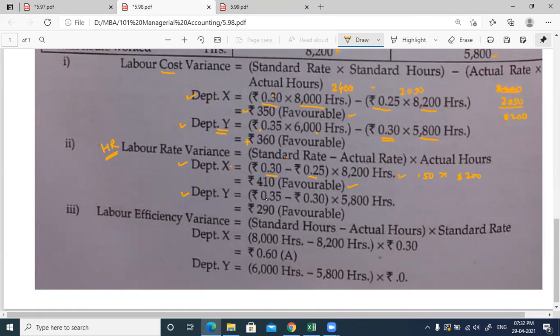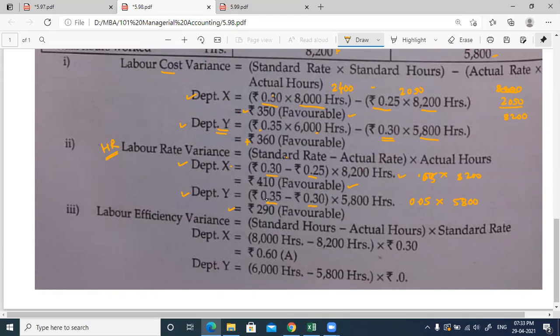Let's talk about department Y. Department Y has a standard rate of 35 paise. Actually, you're paying at 30 paise. Again, 5 paise, you are doing a very good thing. So 5 paise into 5,800, then you are able to save 290 rupees in department Y. Again, the HR department is very good in department Y as far as the rate is concerned.